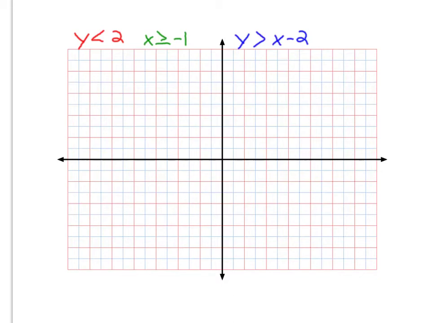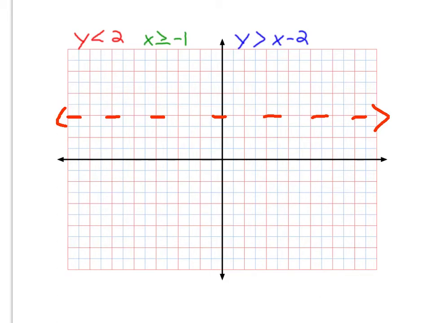I'm going to get my red pen here, and the very first line that I need to graph is y is less than 2. That's going to be a dashed line because it doesn't have the or equal to. I'm going to use 2 as this red line right here, counting by the red lines: here's 1, here's 2, 3, and so on. So y is less than 2 is a dashed line that goes right across here.